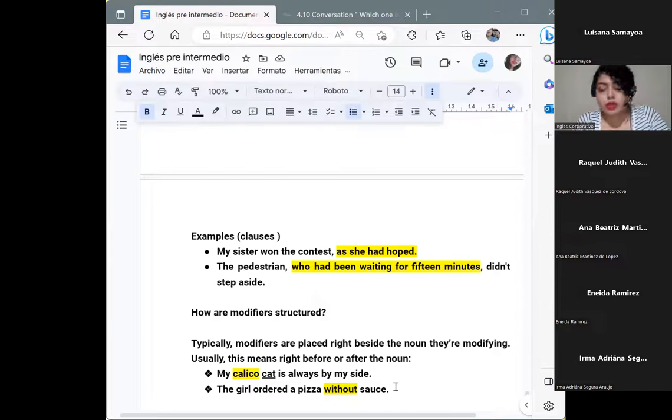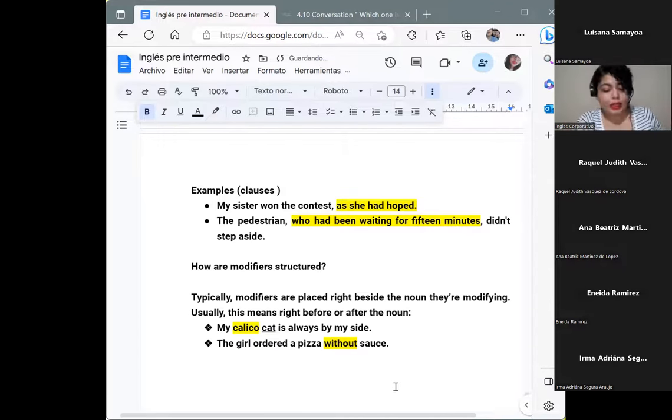This is also true when they are modifying a verb or adjective. En este caso también los modifiers pueden modificar no solo el nombre, sino que también al verbo o a los adjetivos.